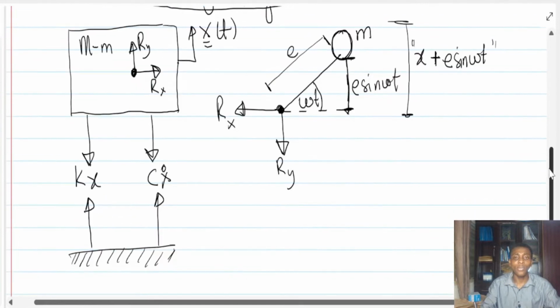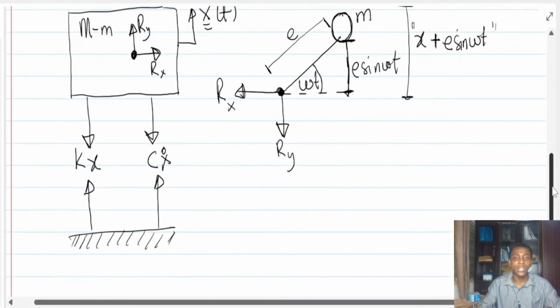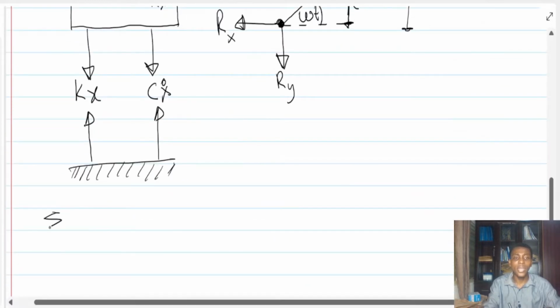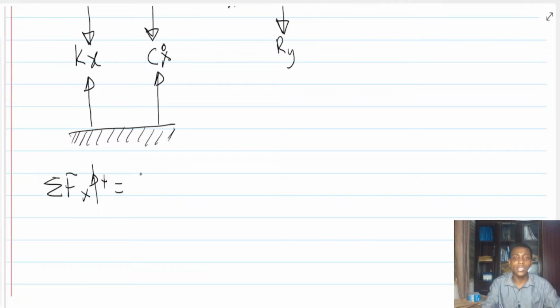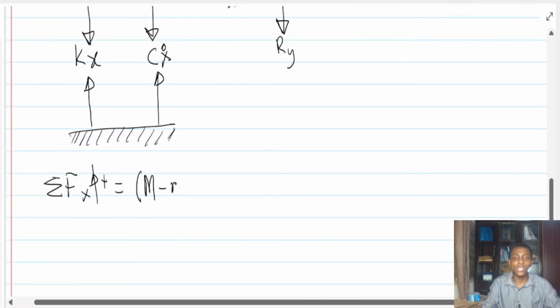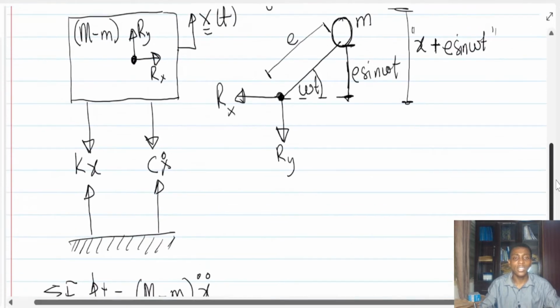So let's start from the big mass, the original mass we have here. We are going to say that the summation of forces along x, going up is positive, should be equal to mass times acceleration. But over here, because we have taken the mass out, it's going to be the big mass minus the small mass, times x double dot, right? All right. Let's sum the forces in the positive x direction. Let's go.